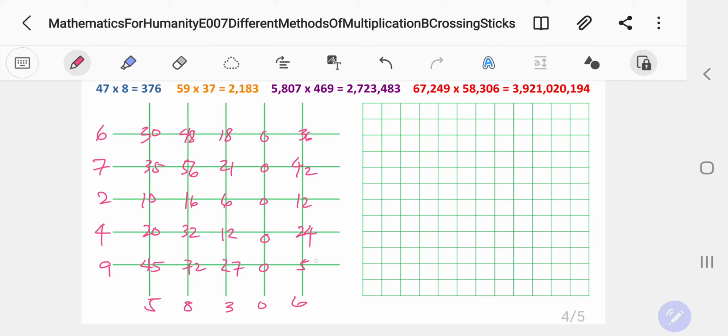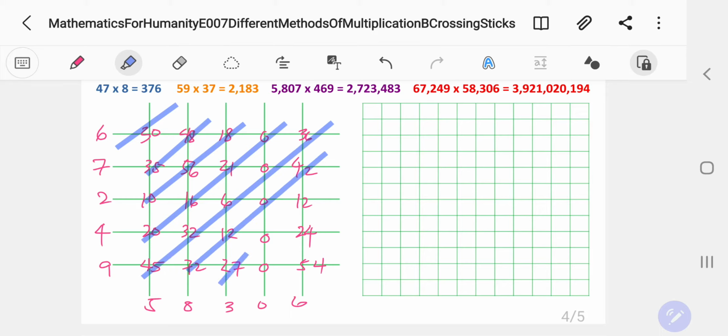54. So let's now draw the diagonals here. 1, 2, 3, 4, 5, 6, 7, 8, 9 diagonals. So now you have here 54. Here you have 0 plus 24 is 24.